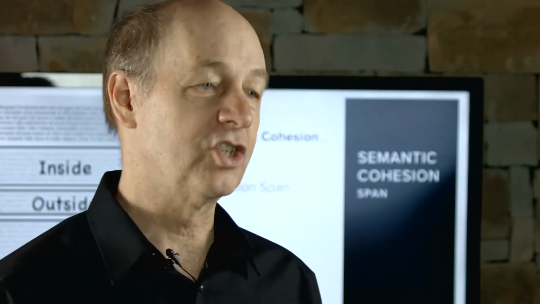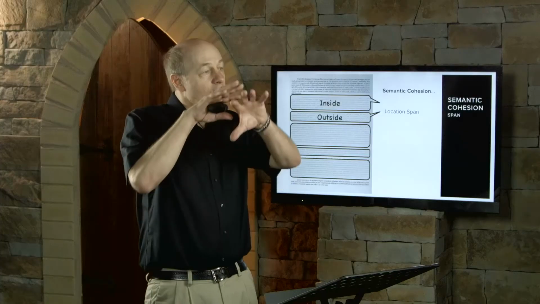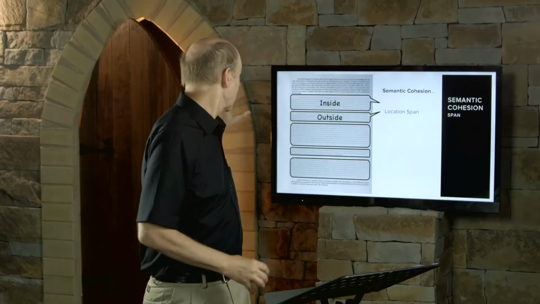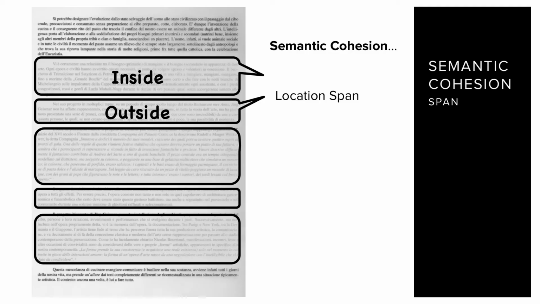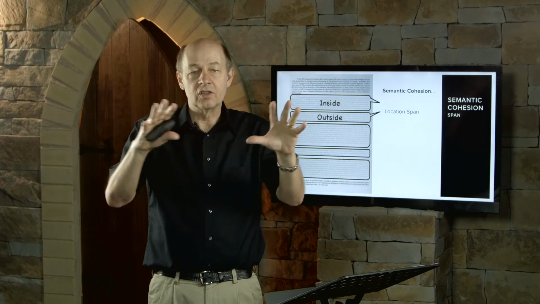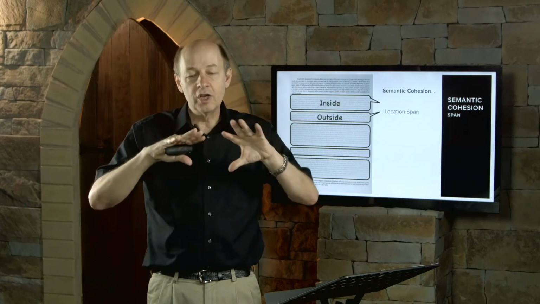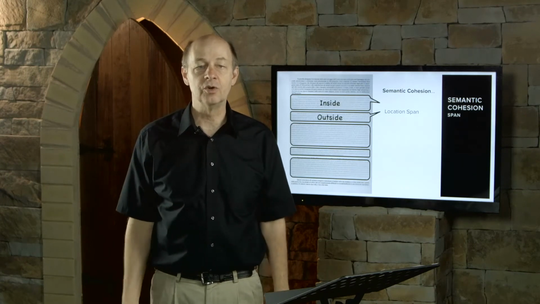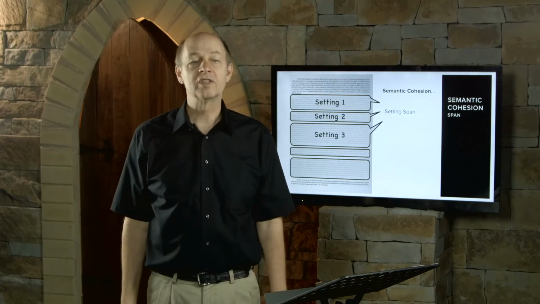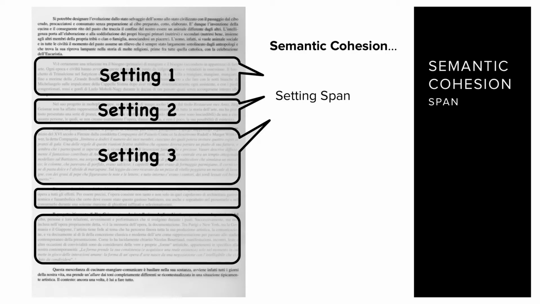Remember, as we already mentioned, perhaps one part of the text would focus on events taking place inside the house, and then the next part of the text moves to the outside. And just the location itself could act as a span, and the fact that all of these events are taking place in the same place could give cohesion to them, causing them to function as a single unit. Or with setting span, it could be like separate scenes in a drama.